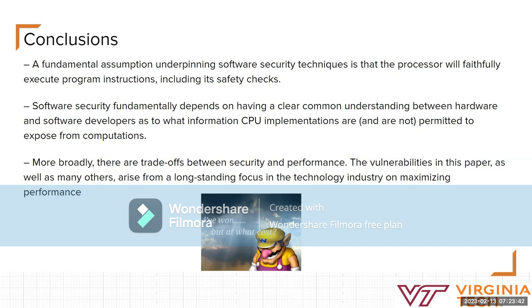The vulnerabilities in this paper arise from a long-standing focus in the technology industry on maximizing performance. But again, we ask the question, at what cost? So this is all that I had to discuss about the Spectre attack. It's quite an interesting attack, and you can definitely check the paper out. It's available on Google and it's free. It's a 13-page paper with code given in the last few pages.